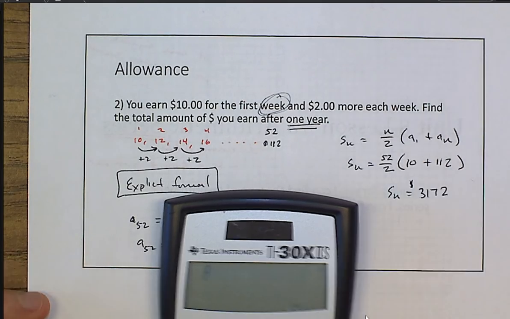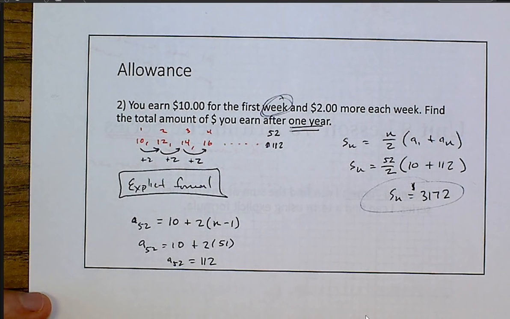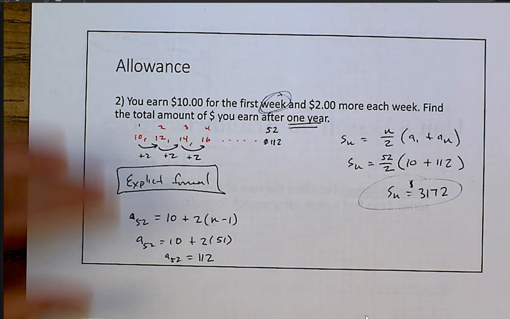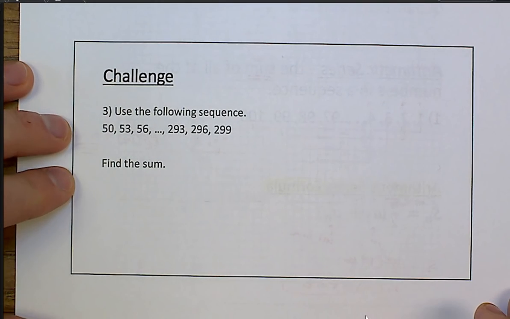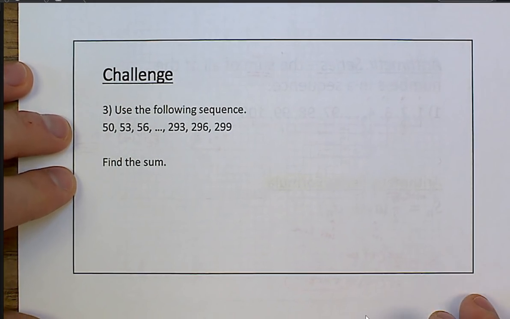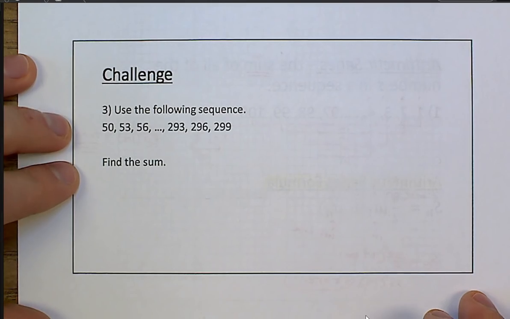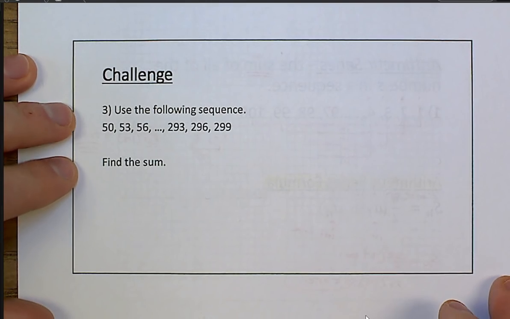Not a bad haul for just doing your chores, okay? I would like you to try number 3 at the bottom, similar but yet slightly different to what we just did. I will tell you it does involve the explicit formula again, so hit pause and see what you can do.